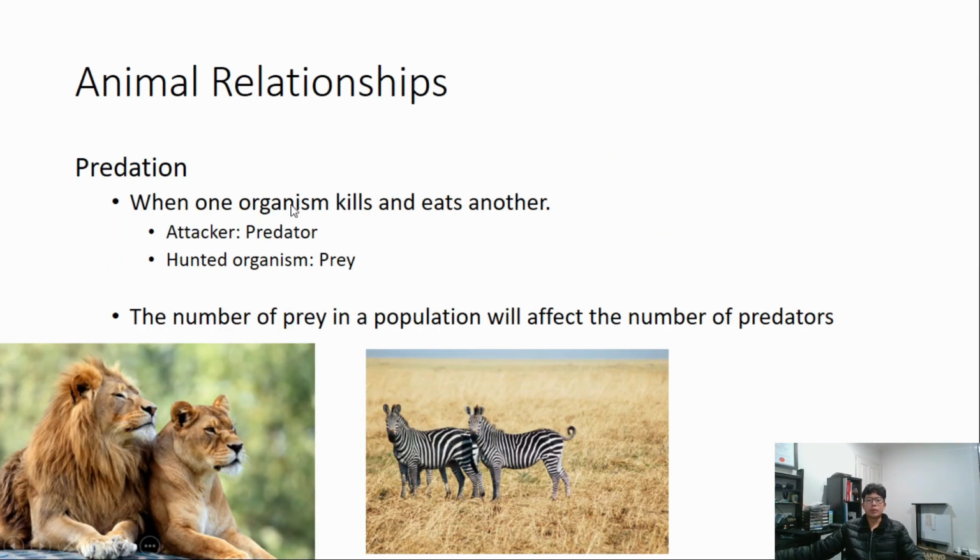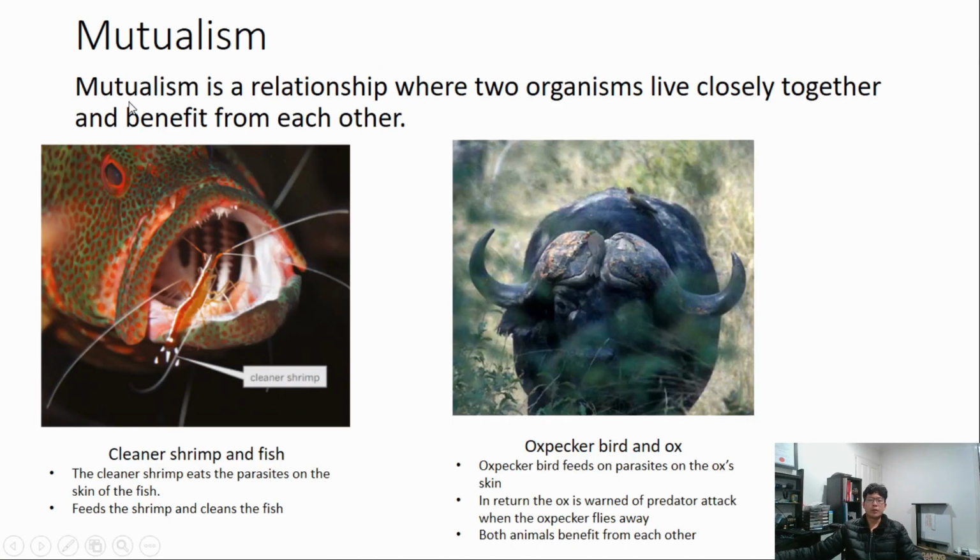Alright, so our next type of symbiosis or animal interaction was predation. So when one organism kills and eats another, the attacker is known as the predator, whilst the hunted organism is known as the prey, and the number of prey in a population will affect the number of predators. So in predation, one organism, in this case lions, are benefiting, whilst the prey are suffering and in the end, unfortunately, dying.